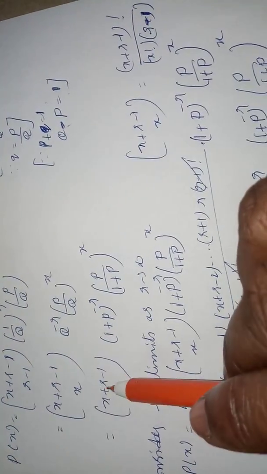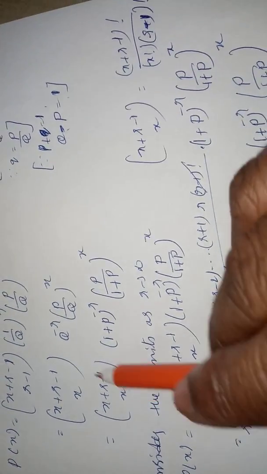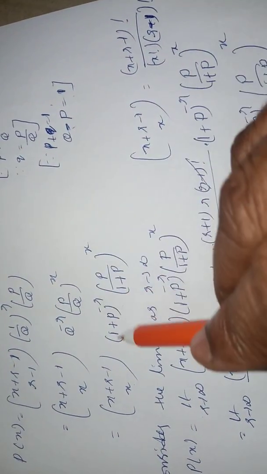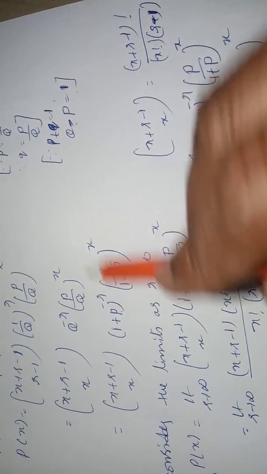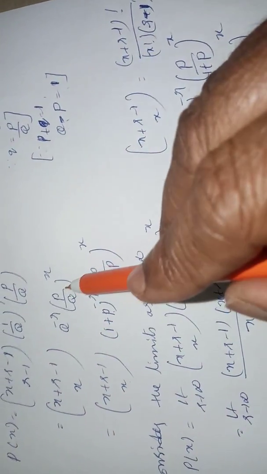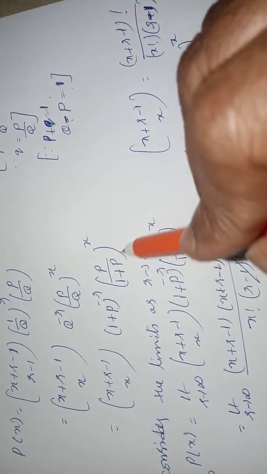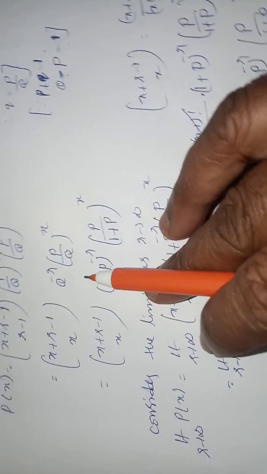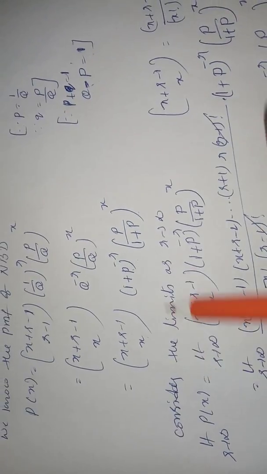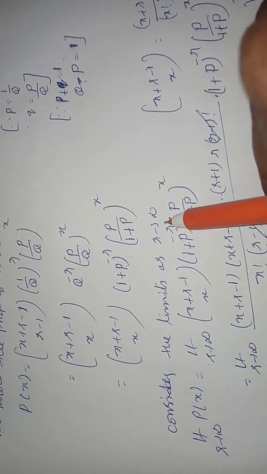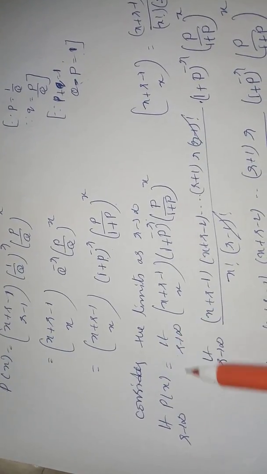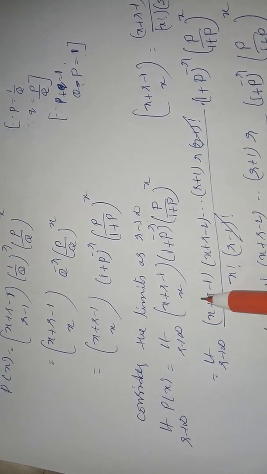So then x plus r minus 1 c x, in the place of Q you can write 1 plus P whole power minus r by using this relation. P as it is, in the place of Q just you are substituting 1 plus P whole power x. And applying the second condition, consider the limits as r tends to infinity. Now consider both the sides r tends to infinity, then just you are substituting r tends to infinity on both the sides.